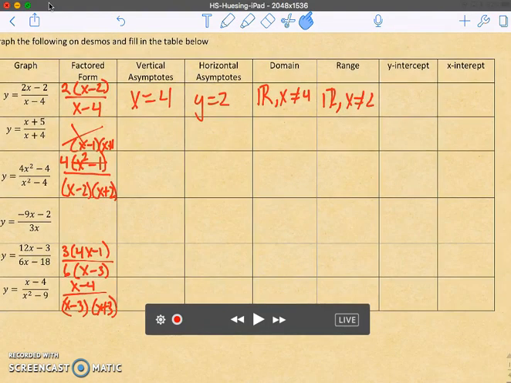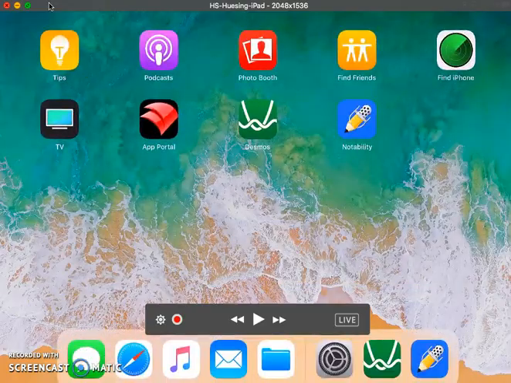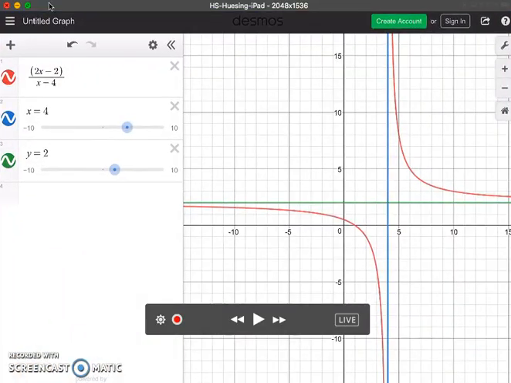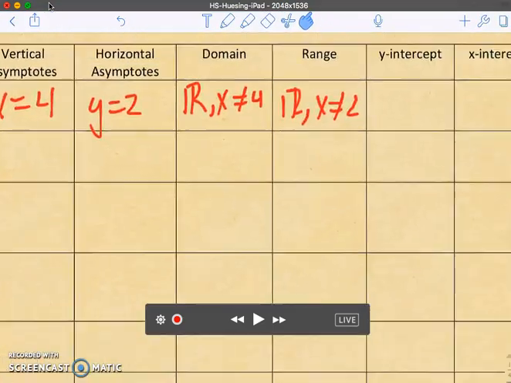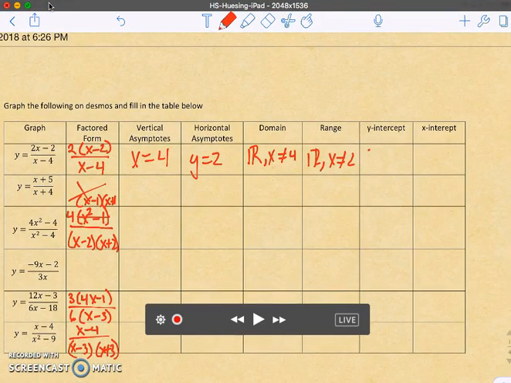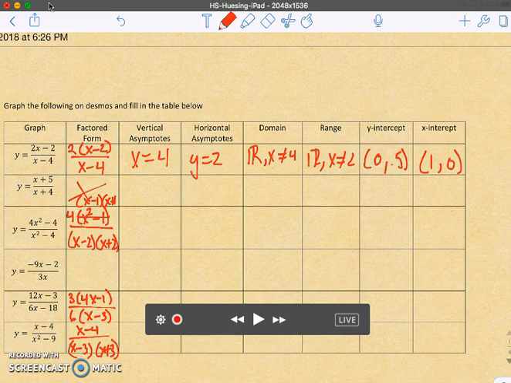Then it says the y-intercept. So we can just use Desmos here. Let's see the y-intercept if we click on it. So the y-intercept is 0.5 and the x-intercept is 1, 0. So what I want you to do is take a few minutes and go through this. And then once you're done, unpause the video and then we'll talk about it.